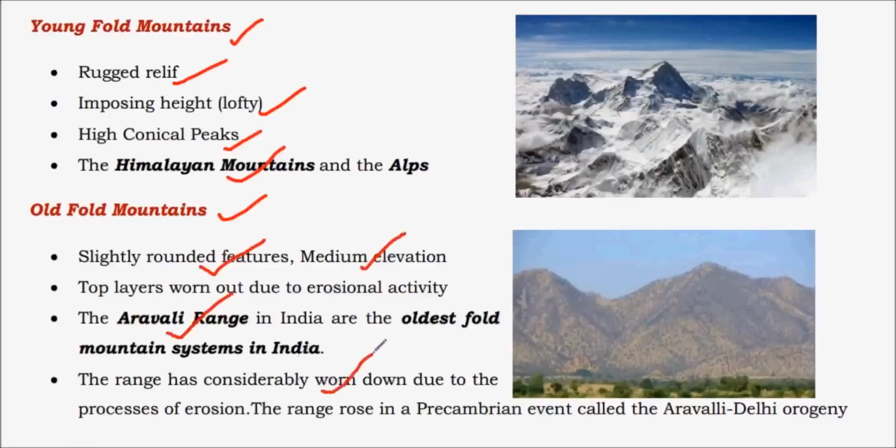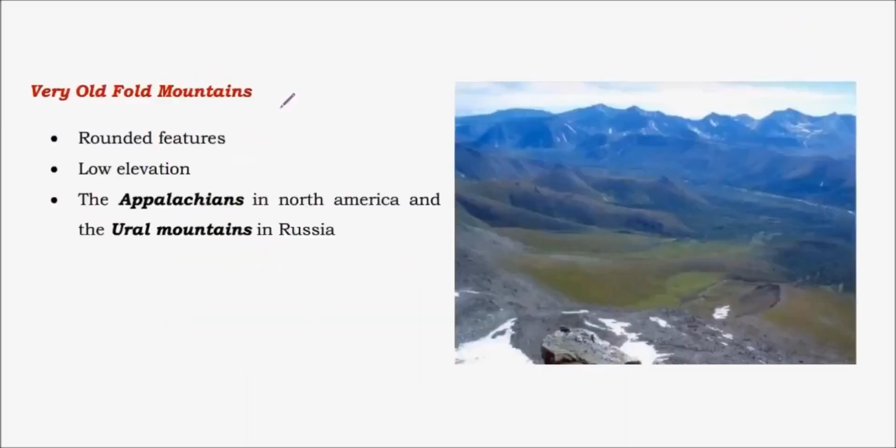They have been considerably worn down due to weathering process, thus they have slightly rounded features. And coming to very old fold mountains, Appalachians and Ural mountains are the examples of very old fold mountains. They have highly rounded features and they are of low elevation.